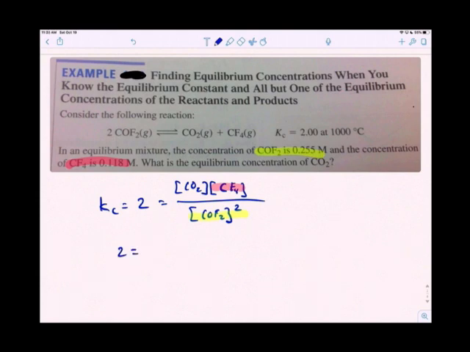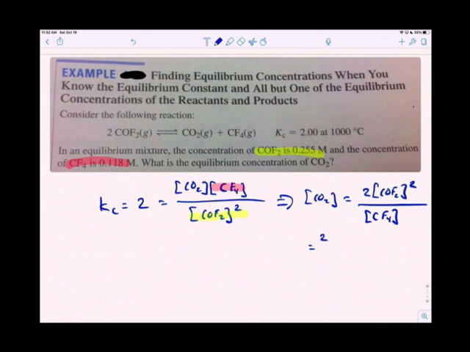The concentration of CO2 is equal to... Actually, maybe I'll just go ahead and solve. I like to do the math first. I should stick to what I do in my procedures. This implies the concentration of CO2 is going to be equal to 2 times [COF2] squared all over [CF4]. Now I'm just using algebra to solve for that, and then you just plug in the numbers.